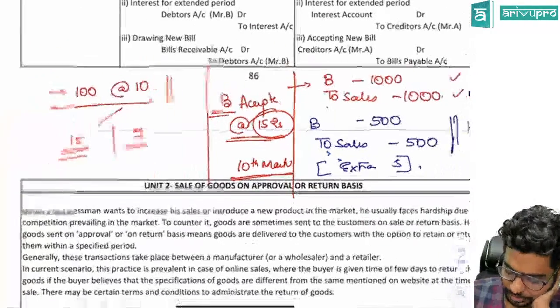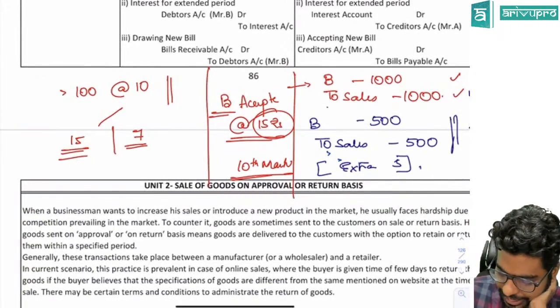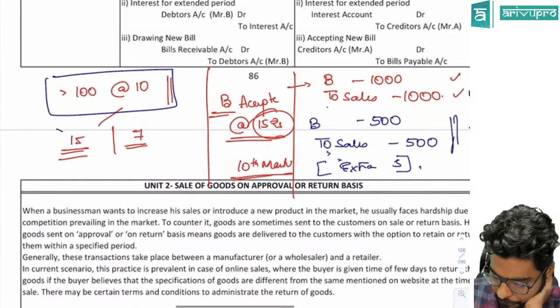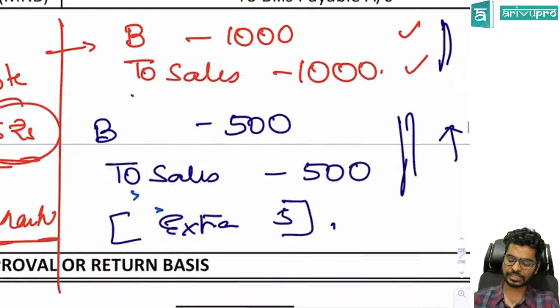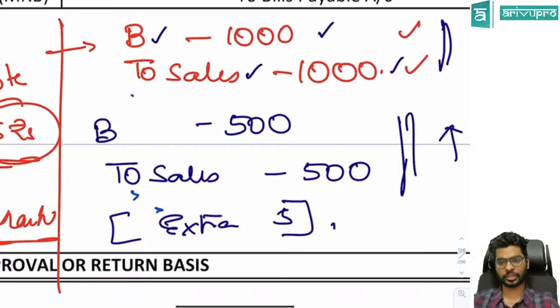See guys, A sent goods to B at 10 rupees. B accepted at 15. Since we are treating it as a regular sale, when goods are sent to B, the journal entry will be B to sales 1000, 1000.